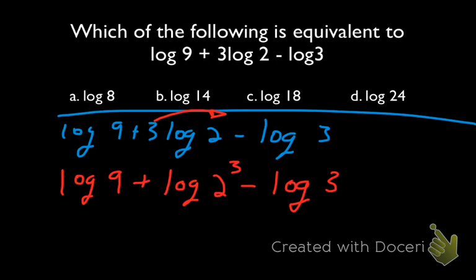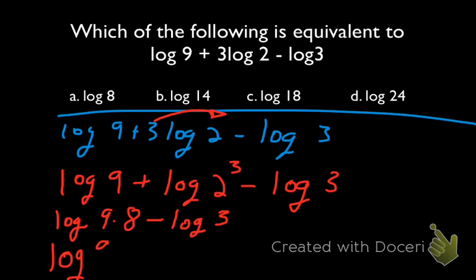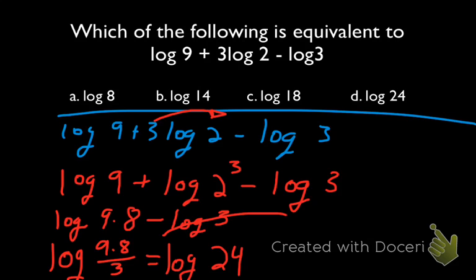I've got log of 9 plus log of 2 cubed. I think that changes to the log of 9 times, isn't 2 cubed 8? Yeah. All right, 9 times 8 minus the log of 3. So I'm going to simplify this to log of 9 times 8 divided by 3. All right, so that's the log of, what does that all simplify to? 72 divided by 3, which is 24, I think, right? So then the correct answer was D.